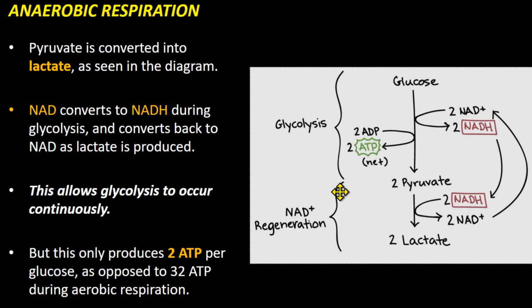This would only produce 2 ATP per glucose as opposed to 32 ATP during aerobic respiration. So much less energy is produced through anaerobic respiration than aerobic, because only substrate level phosphorylation can happen during anaerobic respiration.